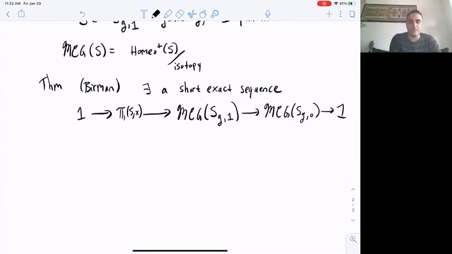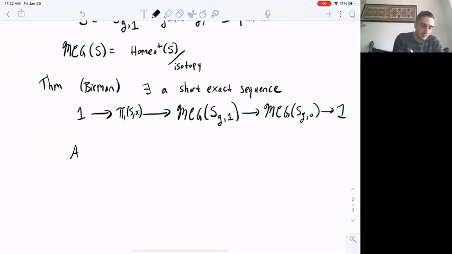And then the question is, which homeomorphisms on the original surface become trivial after I do this? That's the question you're asking when you look at a short exact sequence like this, because this map here is coming from that forgetful map that just forgets the puncture. And these are exactly the point pushing homeomorphisms.